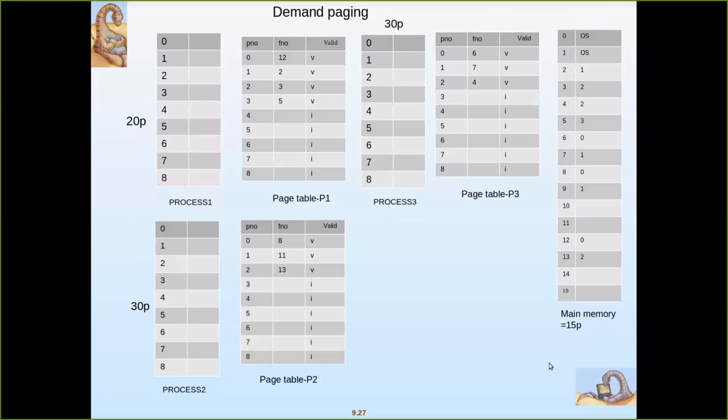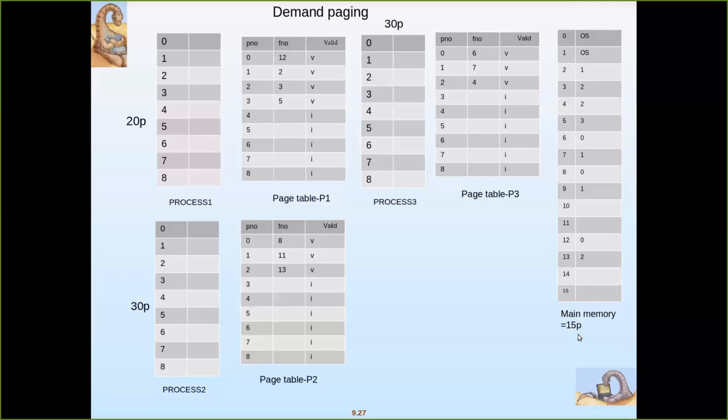Imagine the main memory size itself is only 50 pages. So in that, let us imagine 2 pages are allocated for the operating system. Since it starts from 0, let us take some 16 pages of this main memory, and 2 pages are allocated for the operating system.